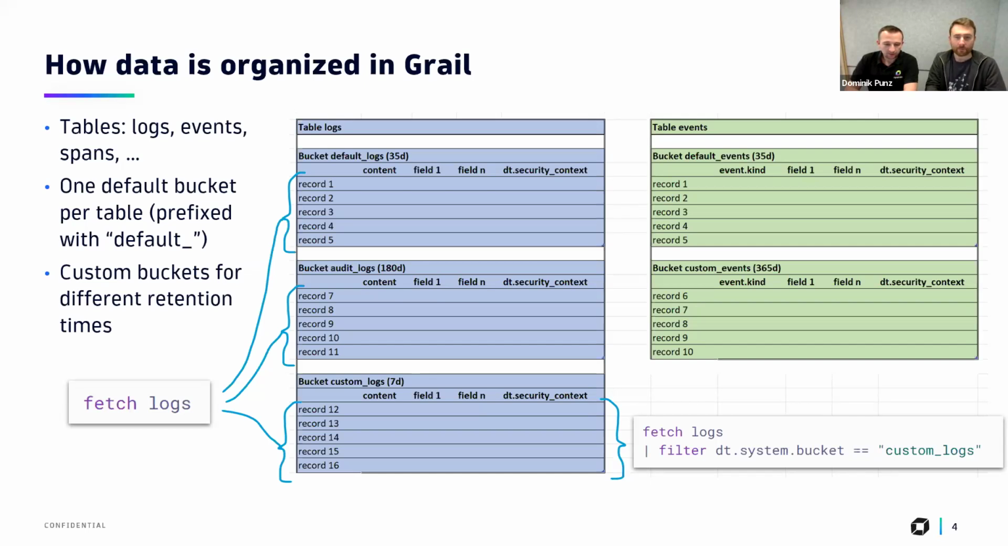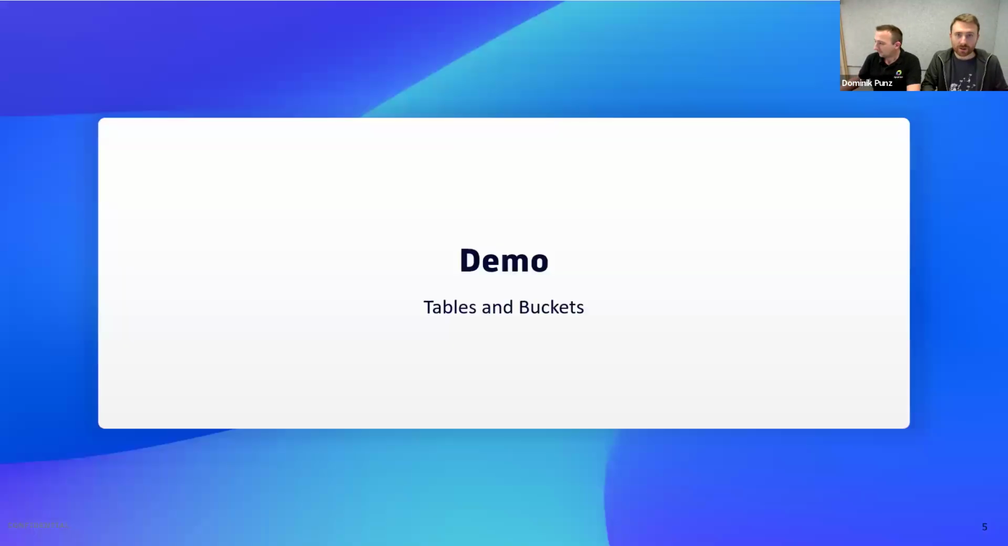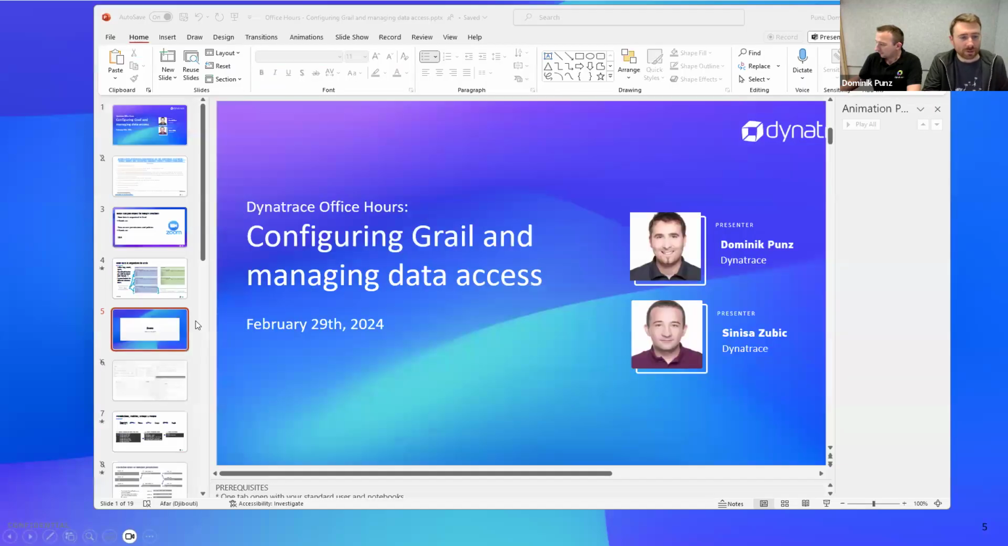So this means the best practice is to filter on the bucket as soon as possible, right after the fetch logs or fetch business events or whatever table you're querying. Where that's possible, it's a good practice to do. Okay, and this is already the bare minimum. Let's now take a look at what this looks like using notebooks.